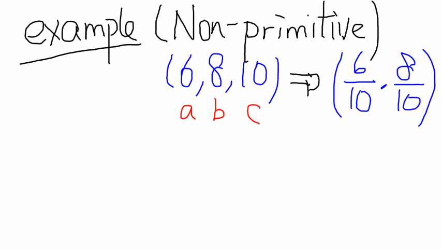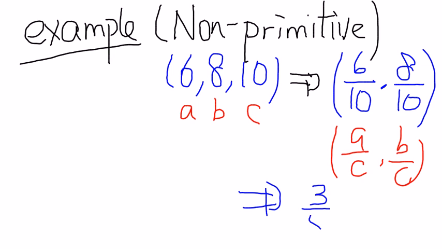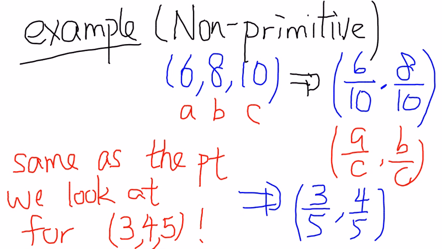Such a point is obviously exactly the same as the point 3 over 5 and 4 over 5. Which basically means that we are really looking at the same point as the one we looked at for the triple 3, 4, 5, which is a primitive triple.